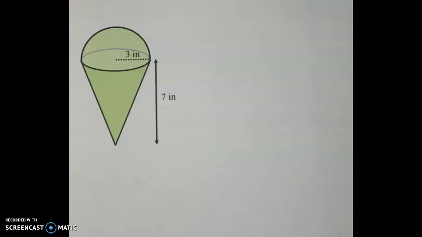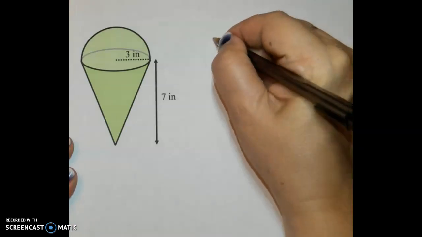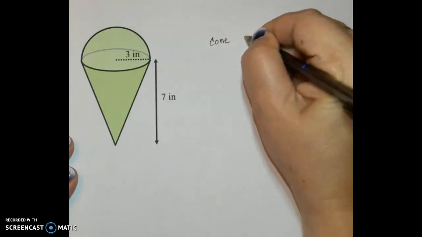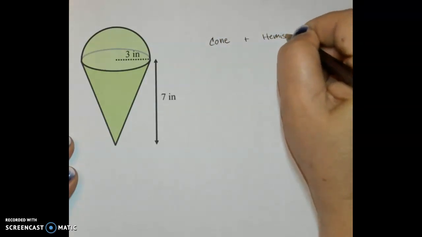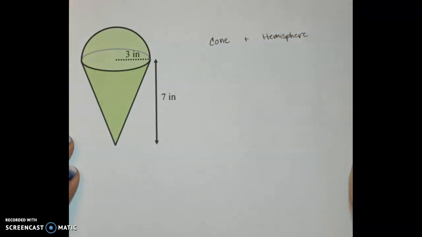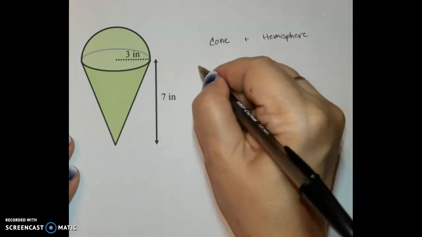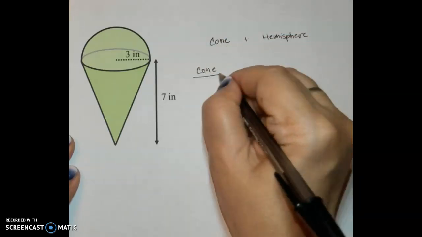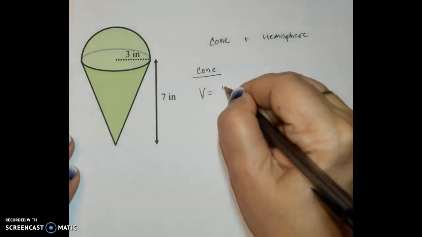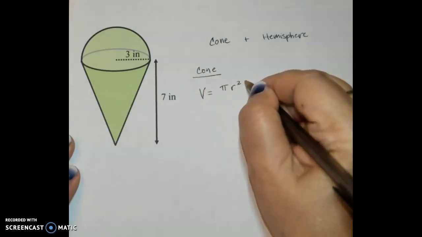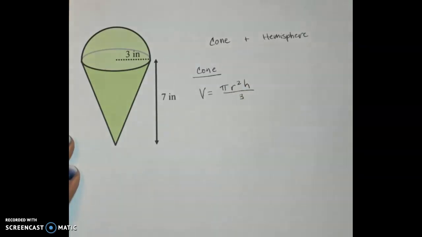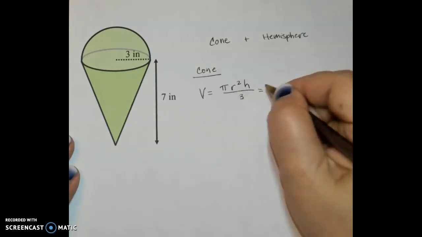Okay, friends, we're going to take a look at one more example together just to make sure that we're feeling okay about it. Here's another composite figure that we're going to find the volume of. And it looks like we have a cone plus a hemisphere. All right, so I'm going to go ahead and calculate the volume of the cone. And for our cone, our formula is pi times radius squared times height divided by 3. Remember that anytime that figure comes to the point, we're going to do that divide by 3.